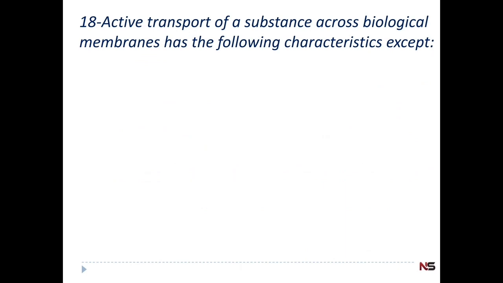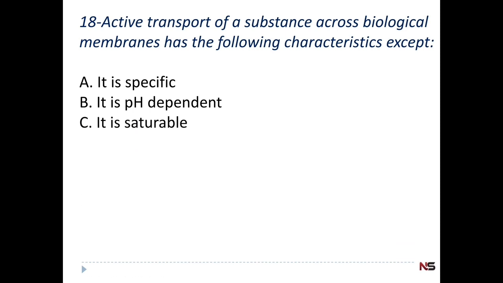Next question, question number 18. Active transport of a substance across biological membrane has the following characteristics, except: it's specific, it is pH dependent, it is saturable, and it requires metabolic energy.